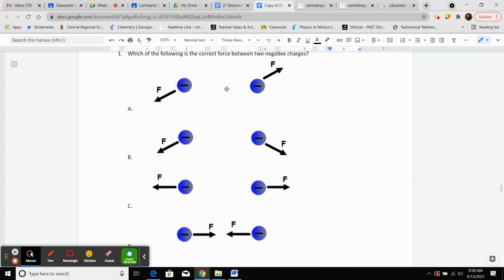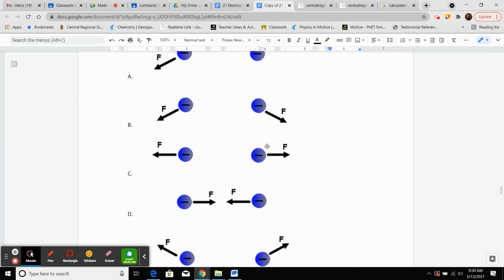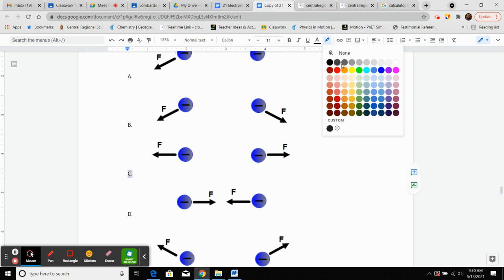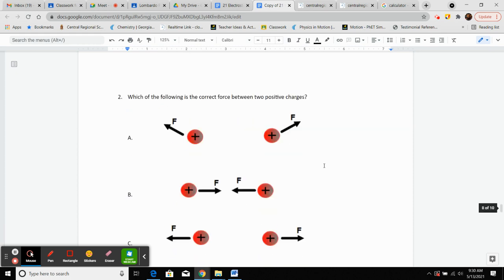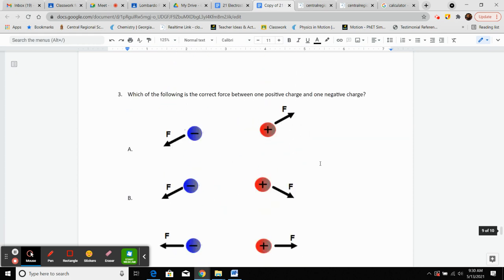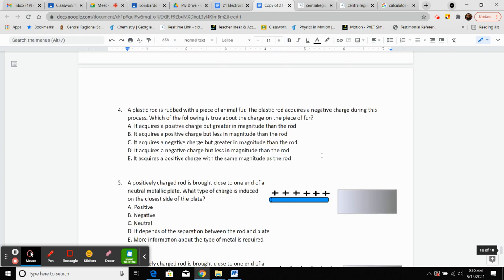F or A could potentially work, but their positions would need to be a little bit different. A would need to be a little bit closer to the spot here, but they are going to repel each other, and so C is going to be the one that we're going to go with here. So remember, like charges repel, opposites attract, neutrals with either charge can attract. All right, 2 is positive charge, 3 is an opposite charge. You guys should be able to figure that out.